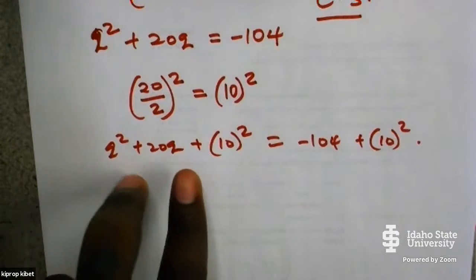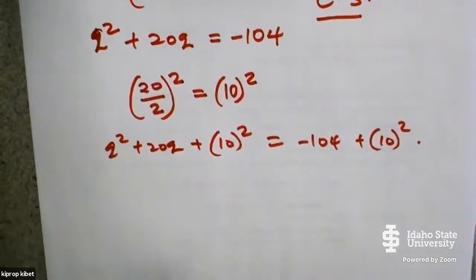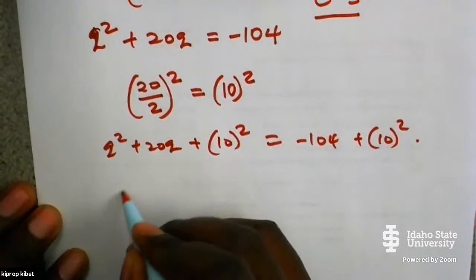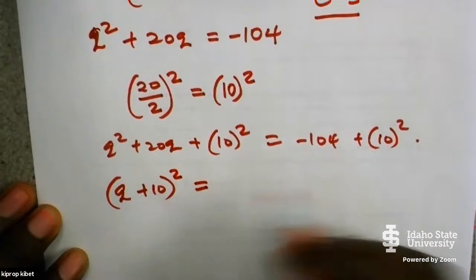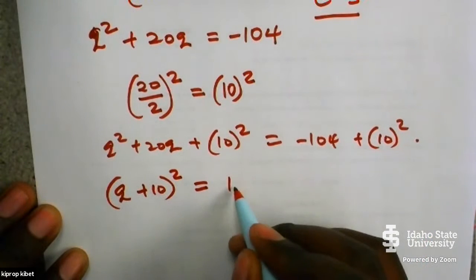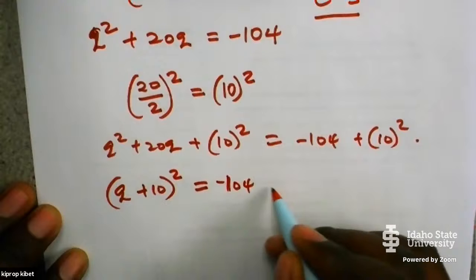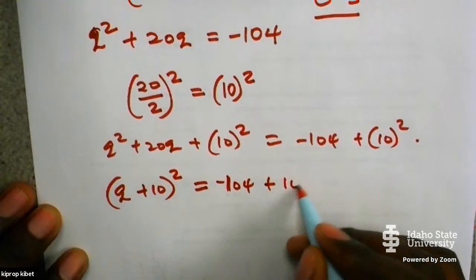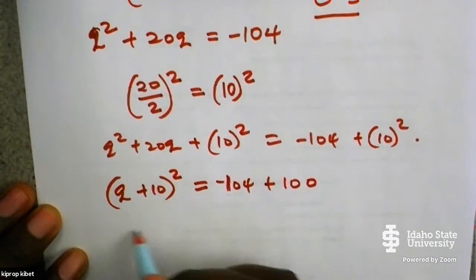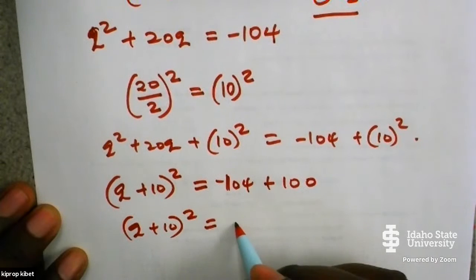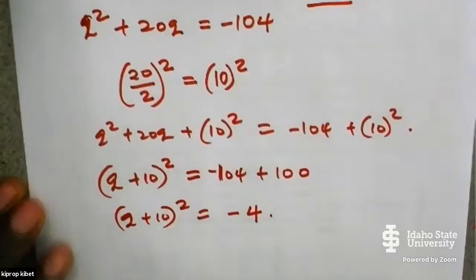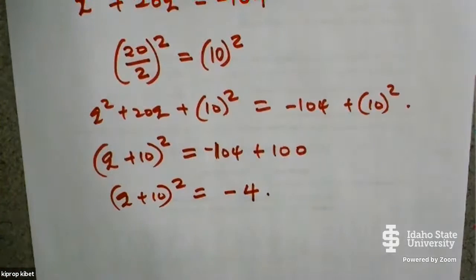So write this one in binomial square form. So it will be q plus what? 10. q plus 10 squared equals, now solve the other side. 1 minus 1/4 plus what? 1. So q plus 10 squared equals minus 4.